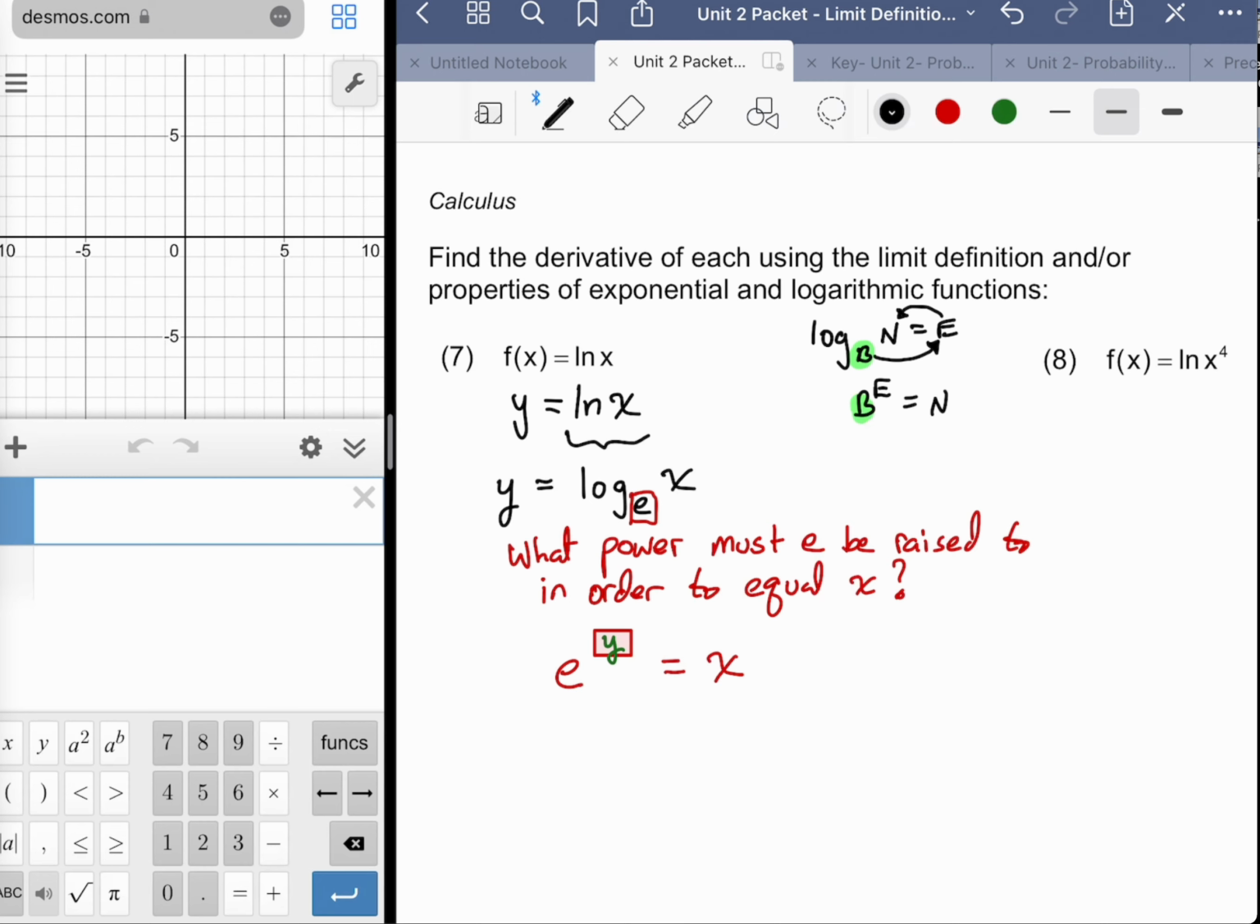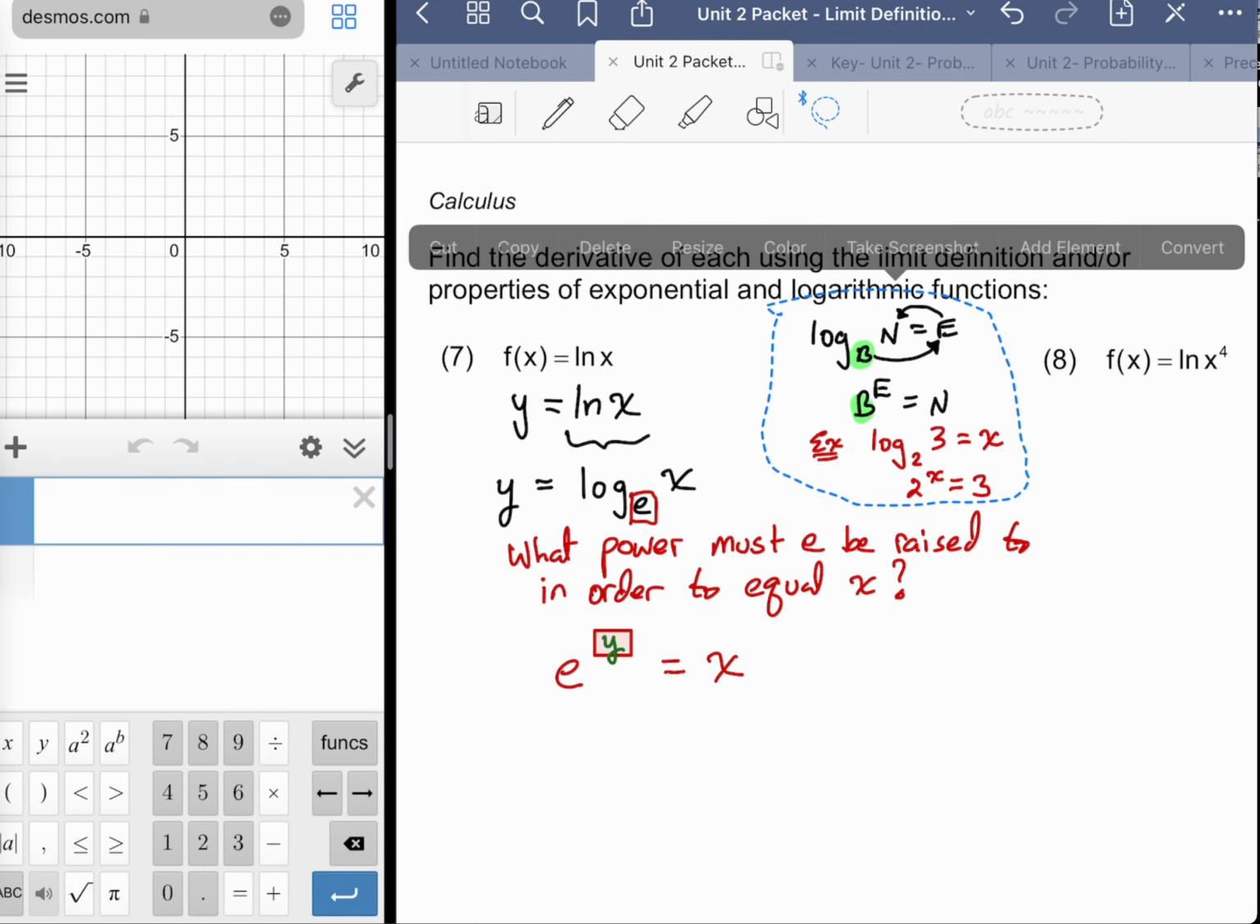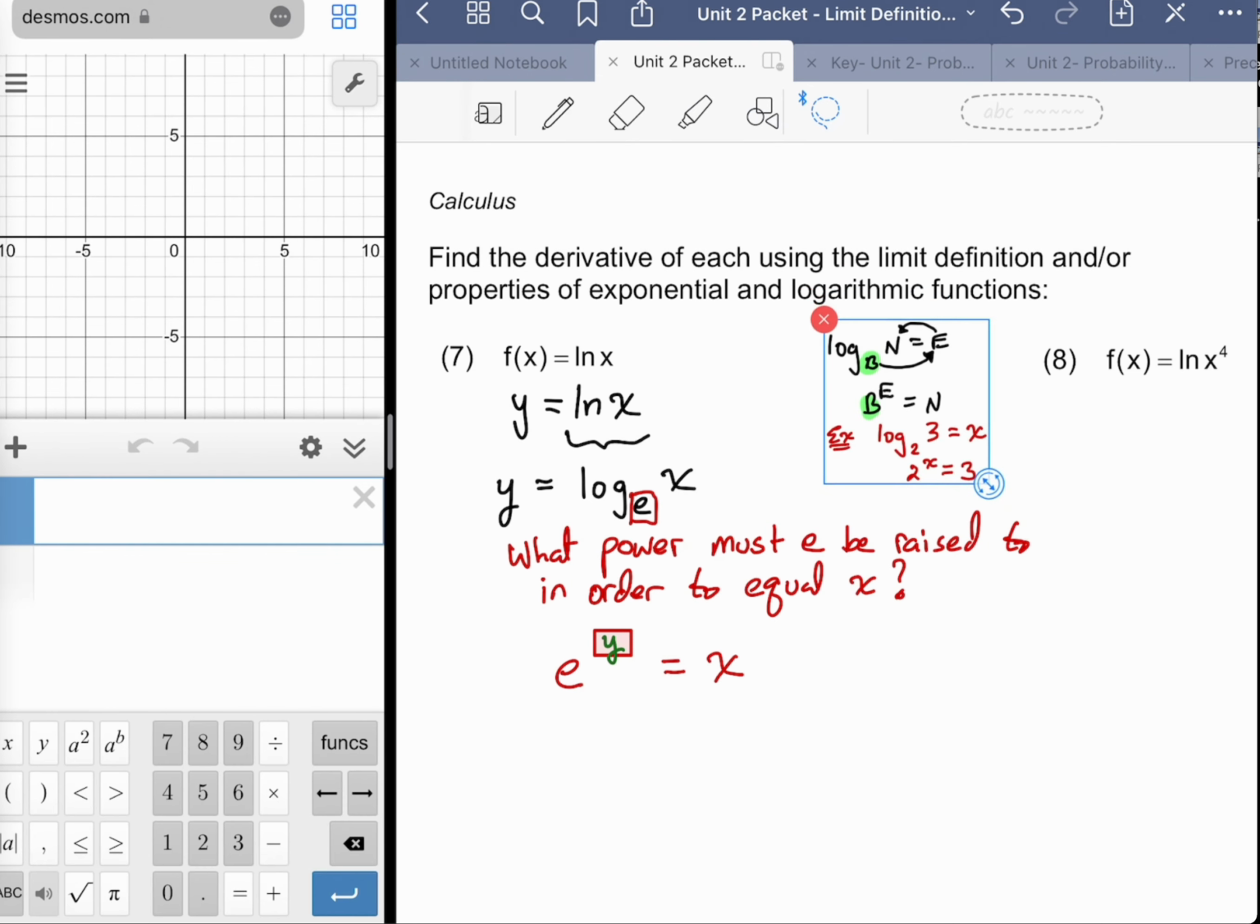So for example, if I had log base 2 of 3 is equal to x, I would say that's equivalent to 2 to the x is equal to 3. Then the only thing you're really thinking about is which form is more advantageous, the log form or the exponential form?